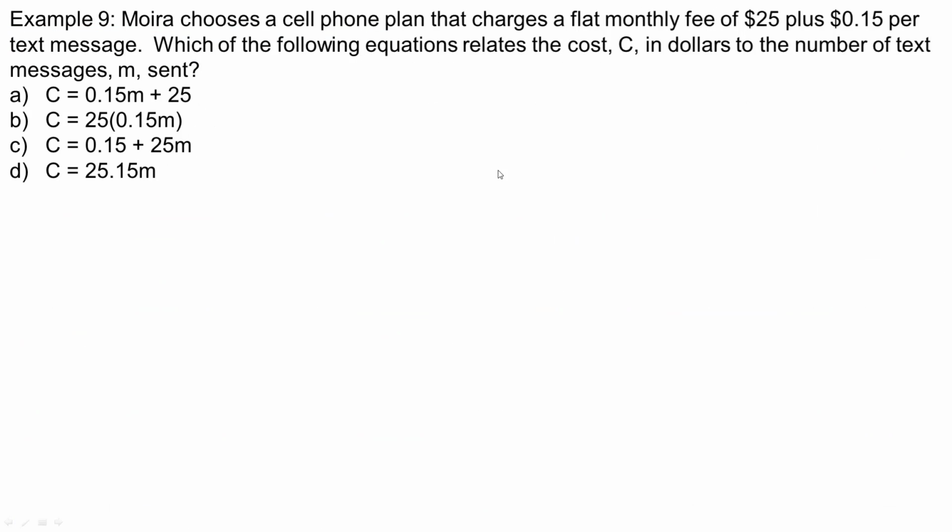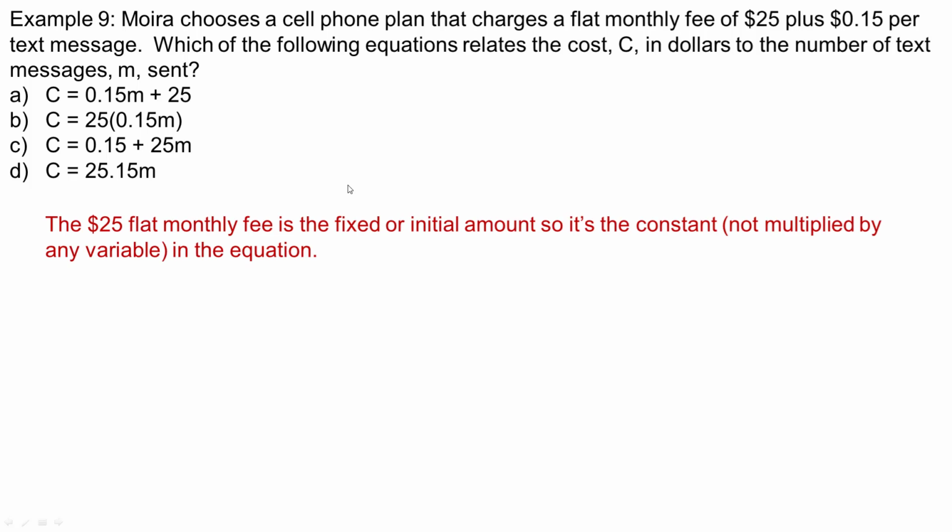Example number 9. Mortimer chooses a cell phone plan that charges a flat monthly fee of $25 plus 15 cents per text message. So you're asked, which of the following equations relates the cost, C, in dollars to the number of text messages, M, that are sent? So C is the cost in dollars, and M is the number of text messages that she sends. So the $25 flat monthly fee is the fixed or the initial amount. So it's the constant. It's not multiplied by any kind of a variable in the equation.